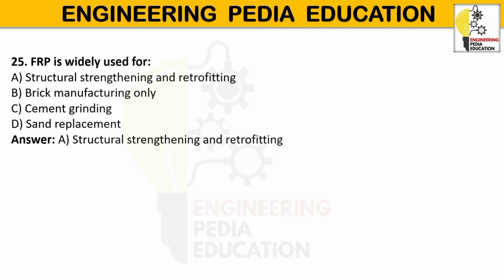FRP is a modern composite material made by combining strong fibers such as glass, carbon, or aramid with polymer resin like epoxy or polyester. The fibers provide high strength while the resin binds them together and protects them from moisture and environmental damage. One of the most important characteristics of FRP is its high strength to weight ratio, much lighter than steel but can still carry significant load.